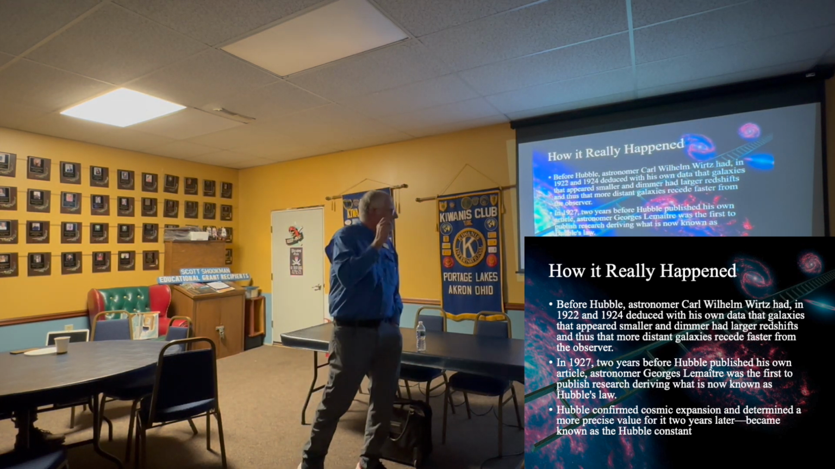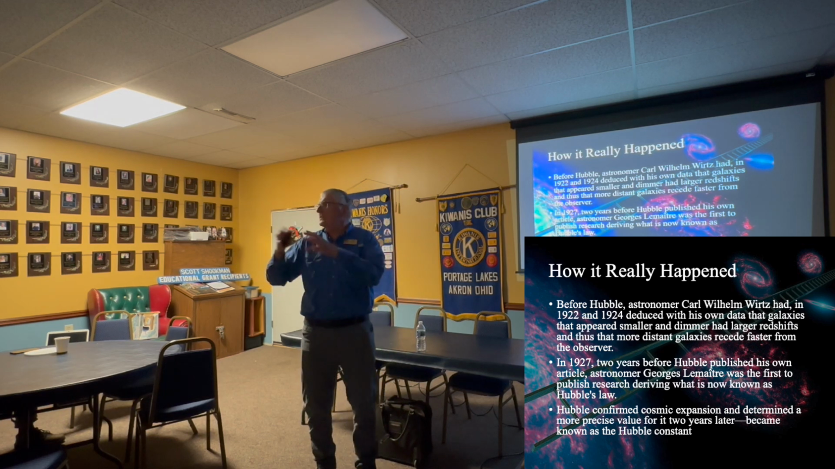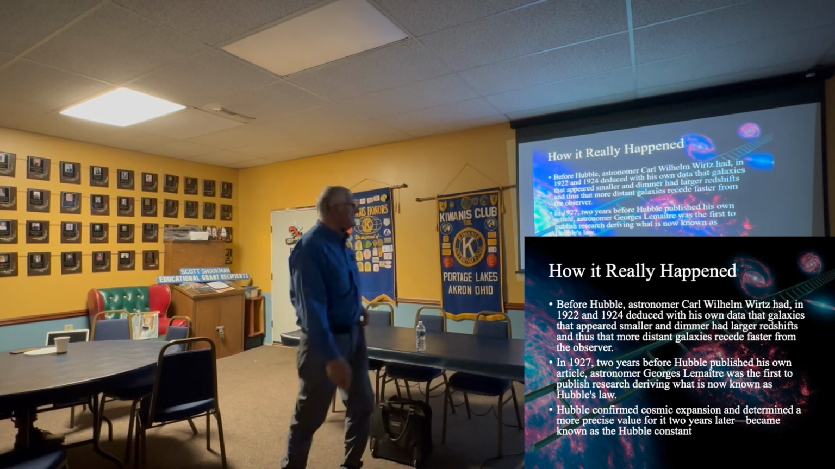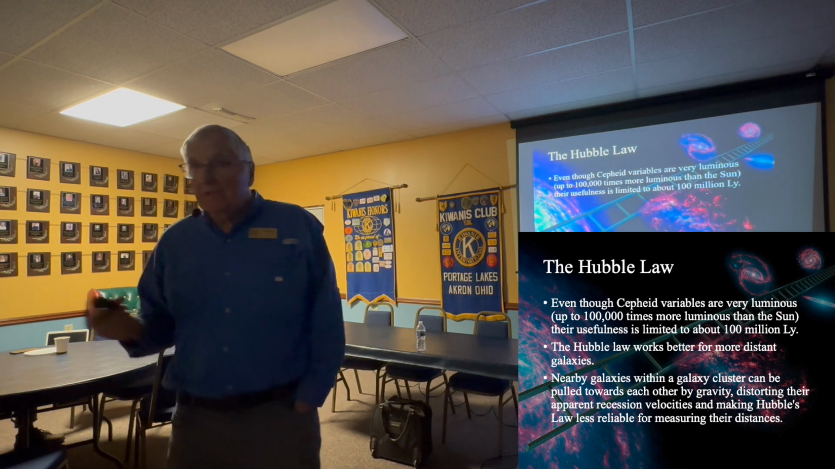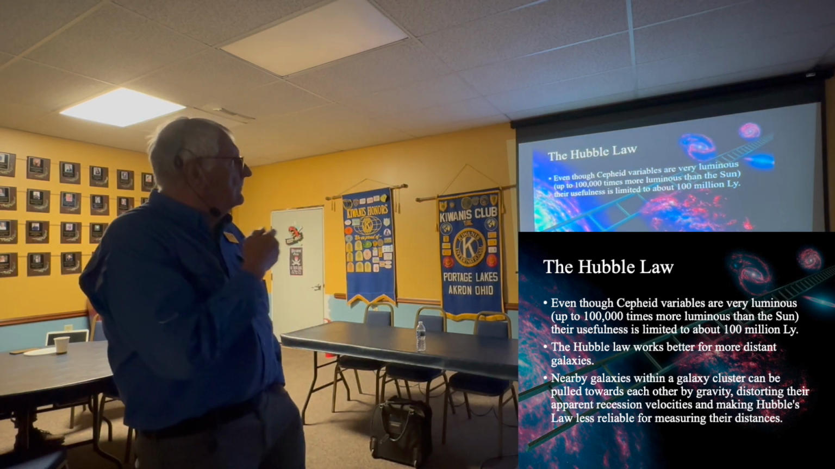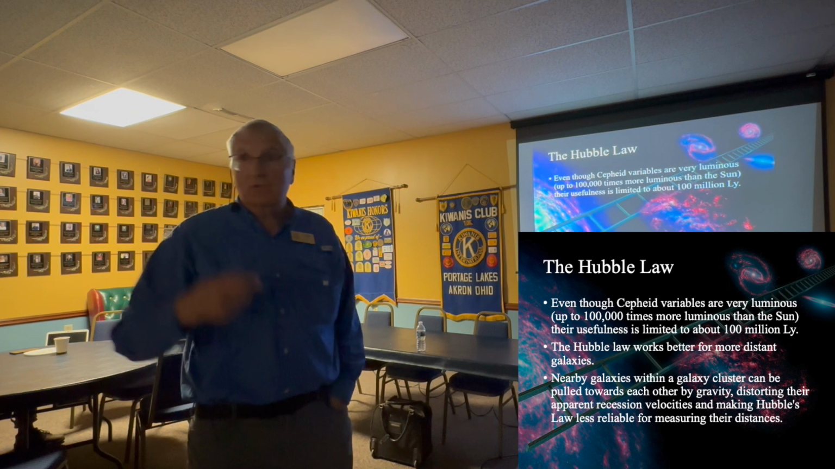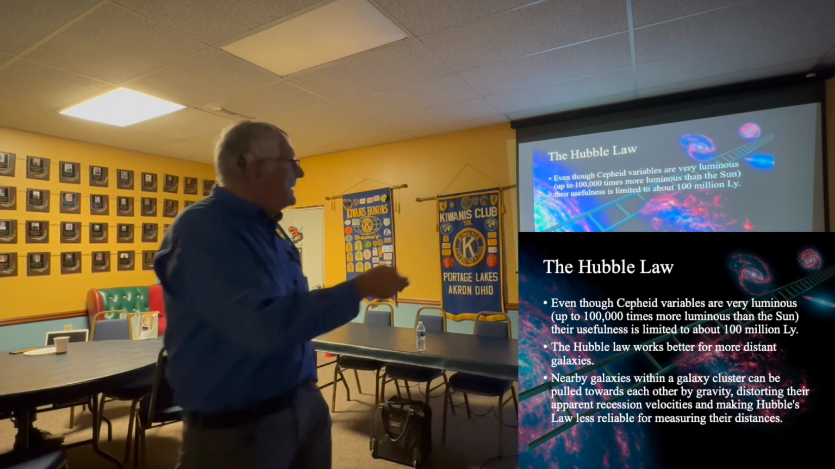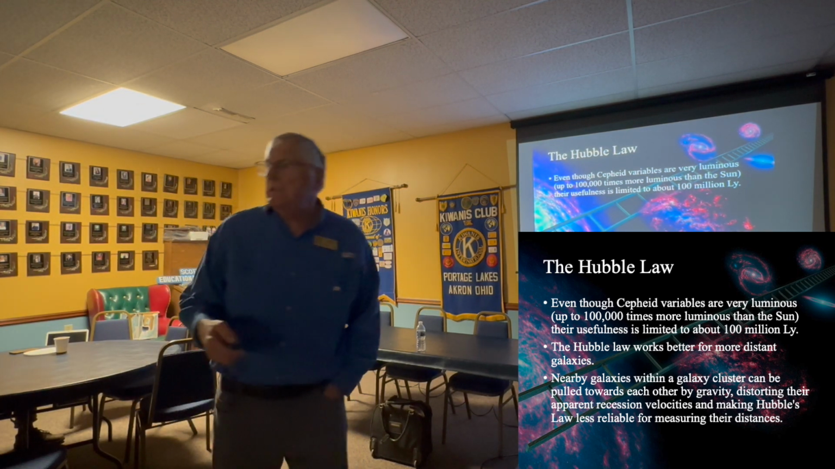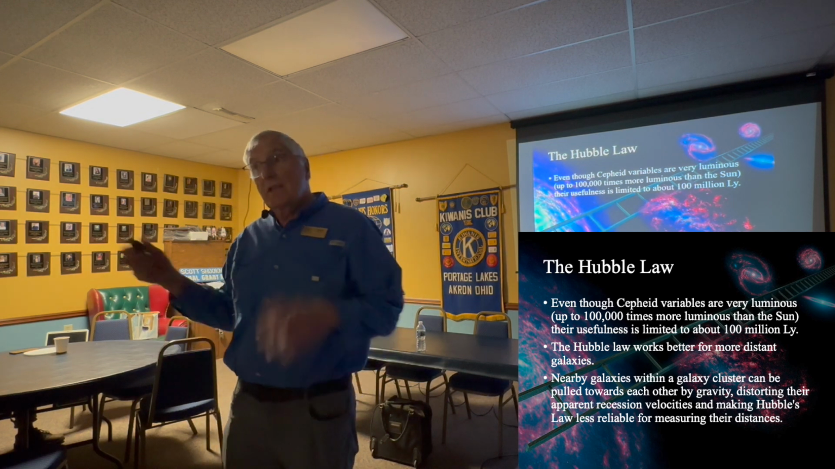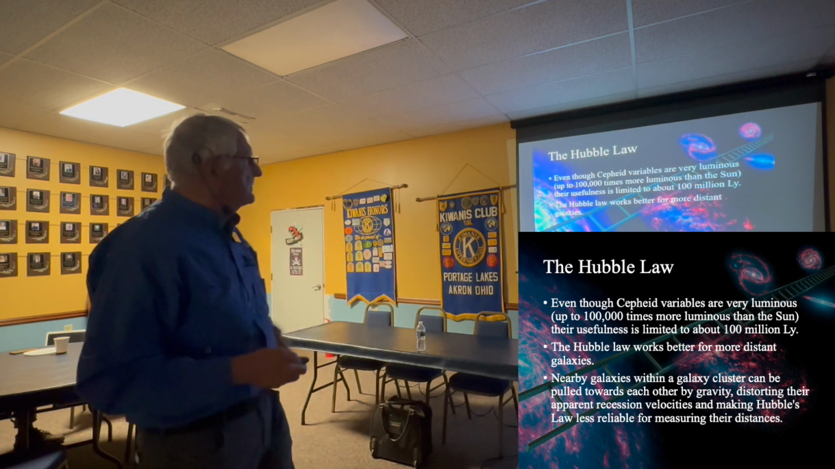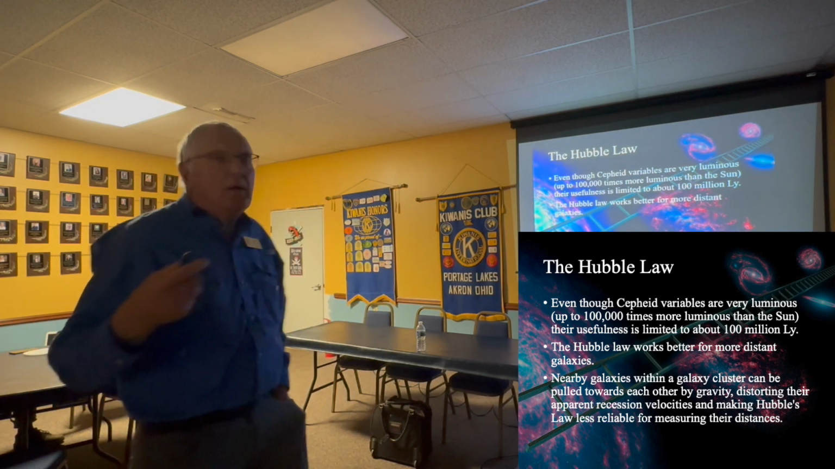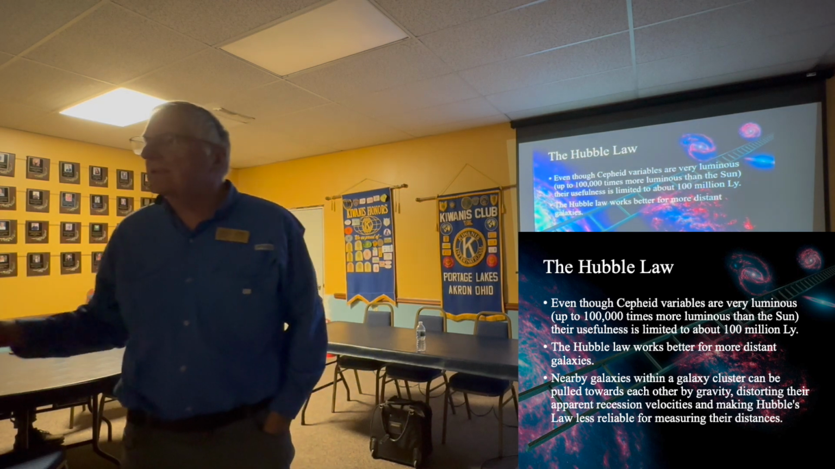So Hubble actually was able to calculate how fast the universe was expanding. Even though these Cepheid variables are very, very luminous, by the way, unbelievably bright, 100,000 times more luminous than the sun, so you can see them a long way away, they're still limited to about 100 million light years. It gets us a lot of galaxies, but it doesn't get us 13 billion years back. So the Hubble law works much better for distant galaxies.